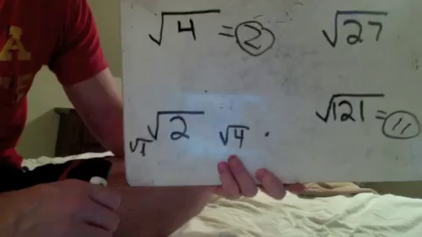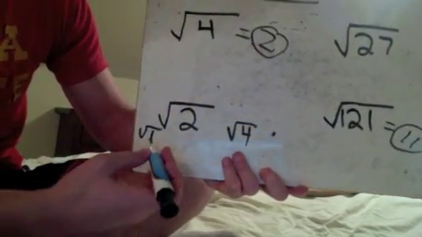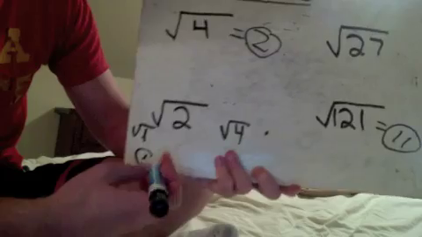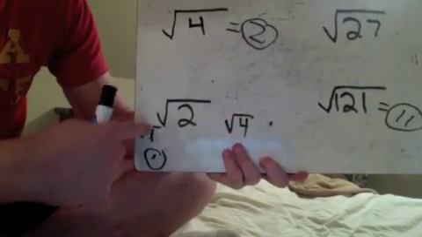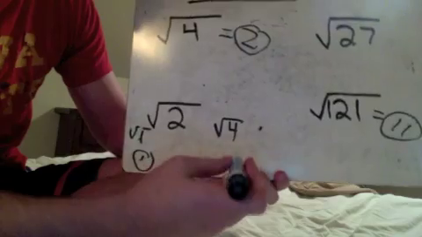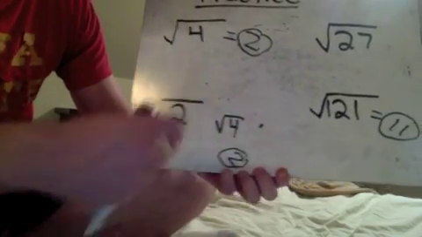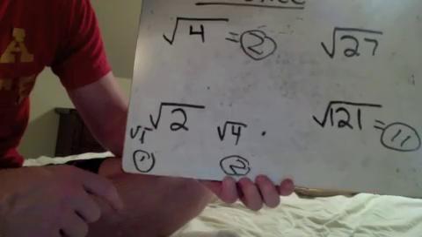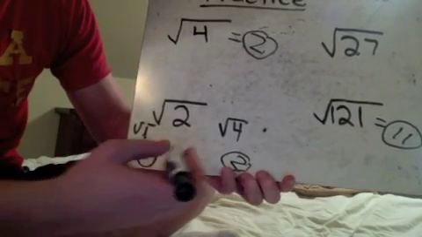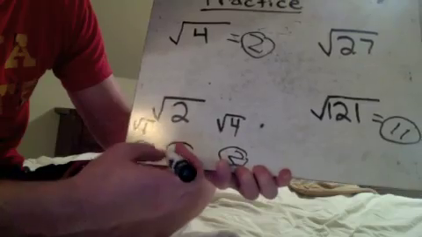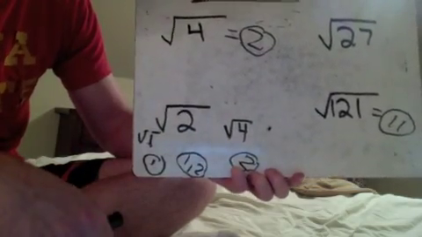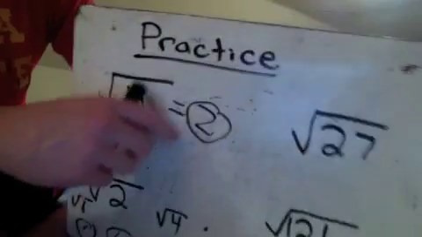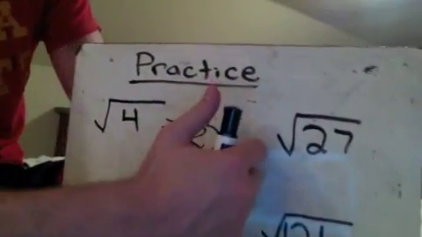So now I need to figure out what whole numbers we have. The square root of 1 is obviously 1, because 1 times 1 is 1. The square root of 4 is 2, because 2 times 2 is 4. Now my answer is going to be somewhere between 1 and 2.